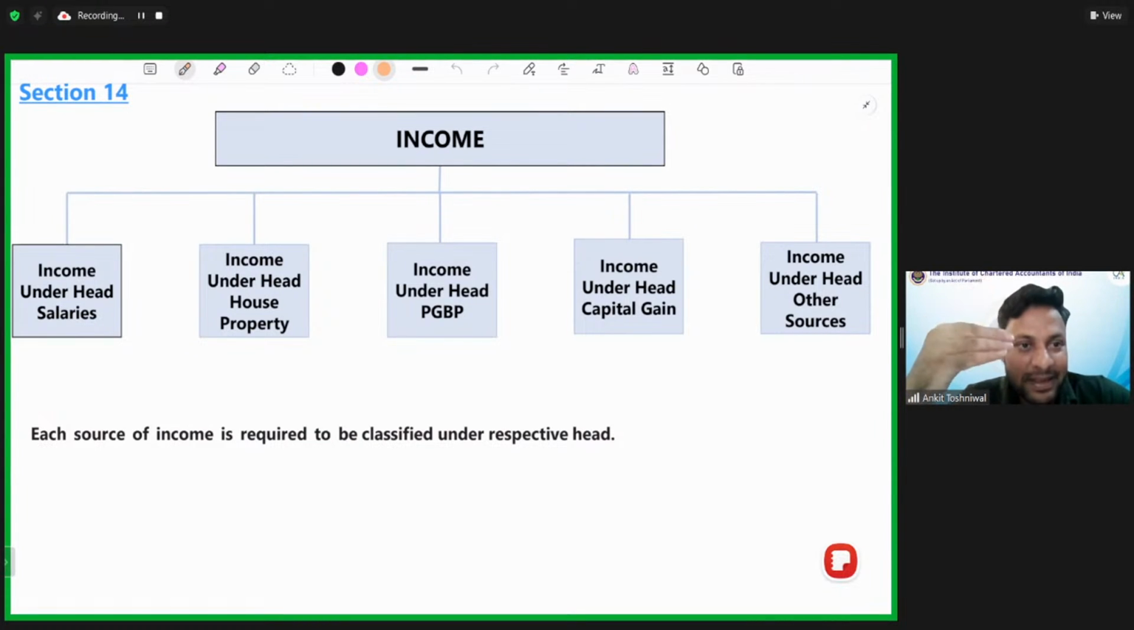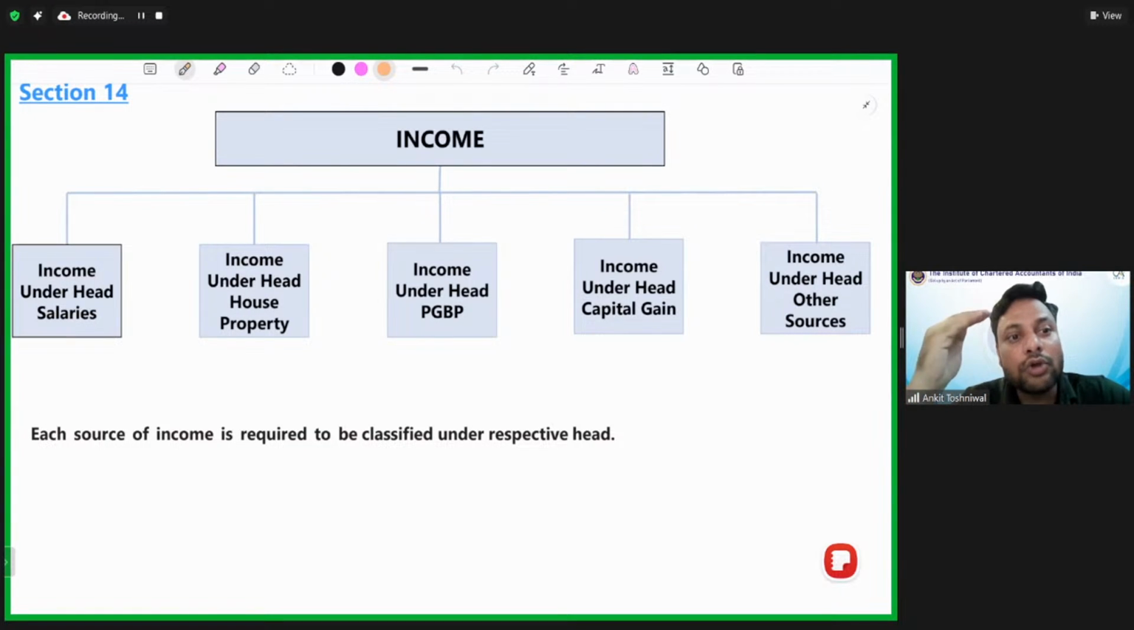Because in every head, if you have already studied the basic chapter on how we calculate taxes, for calculating the tax we have to calculate the gross total income, and after calculation of the gross total income, we have to deduct some deductions, that is deductions under Section 80C to 80U. Then only will we be able to get taxable income on which we will apply the tax rates, correct?